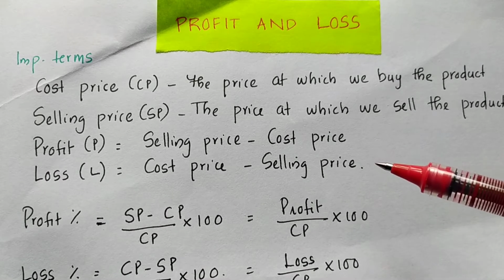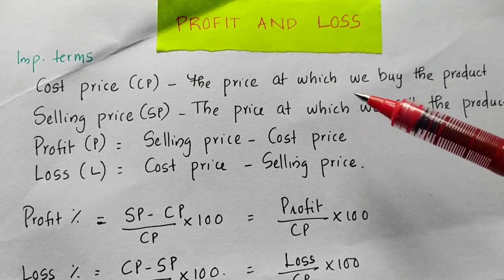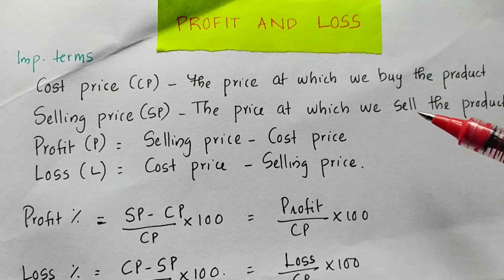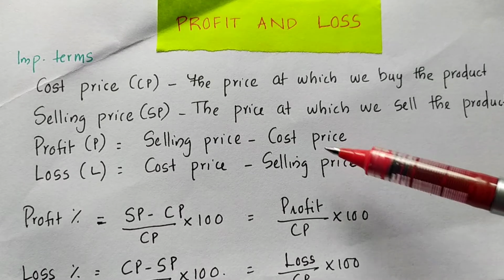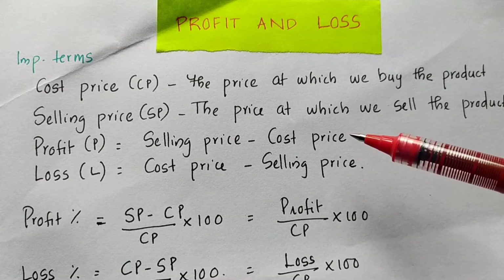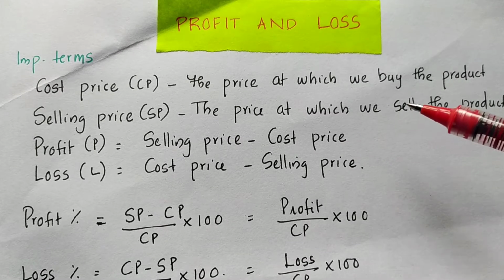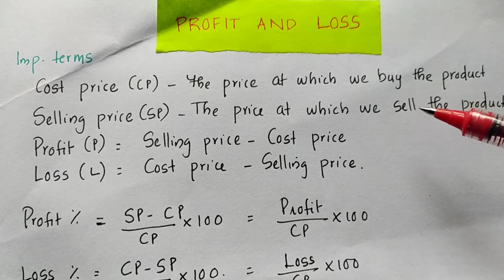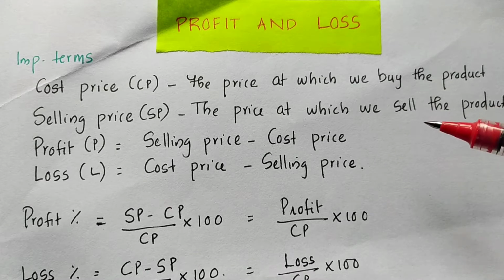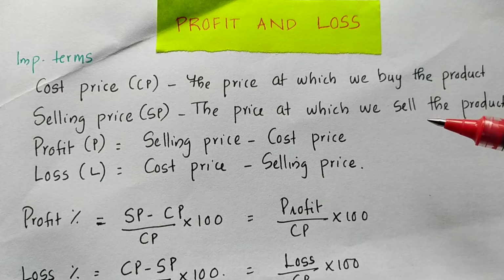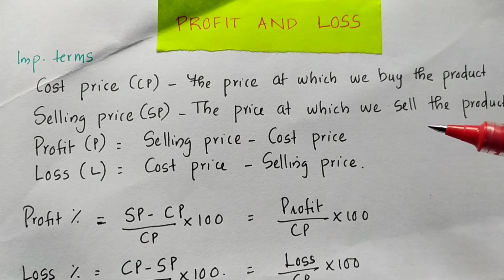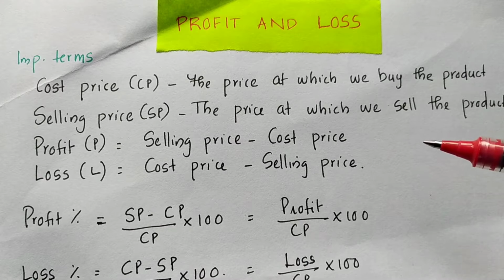First one is cost price. What is cost price? The price at which we buy the product or the cash we are spending to buy a product. Then second one is selling price. What is selling price? The price at which we sell the product or the cash we get by selling the product. So if we buy a product at a cost price and sell it for some other price, then we will either have a profit or loss.